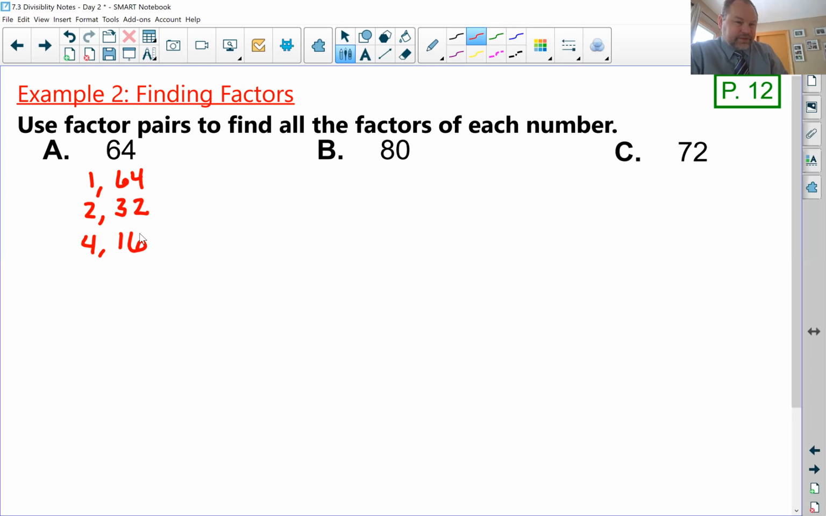8, again, no real rule for 8. You just have to try and see what happens. And when you divide by 8, you get 8 and 8. Now, with factor pairs, if you get a double pair like this, you only have to write one of them. But the nice thing about that double pair, it tells me I can stop. These are all of my factors for 64.